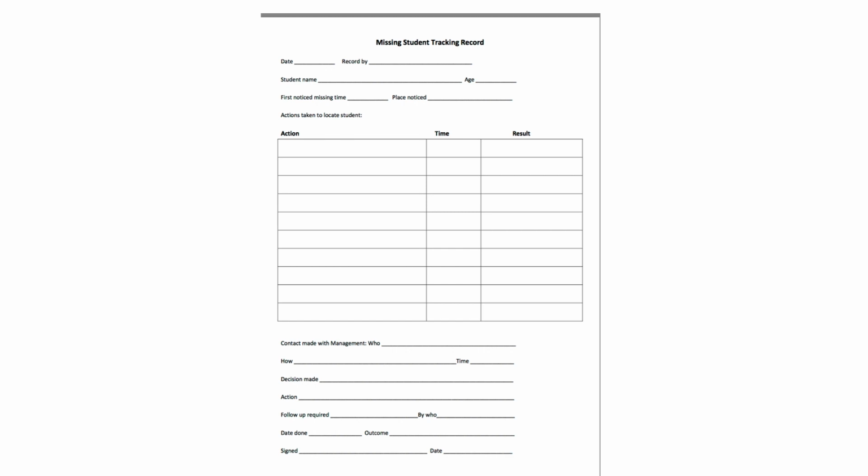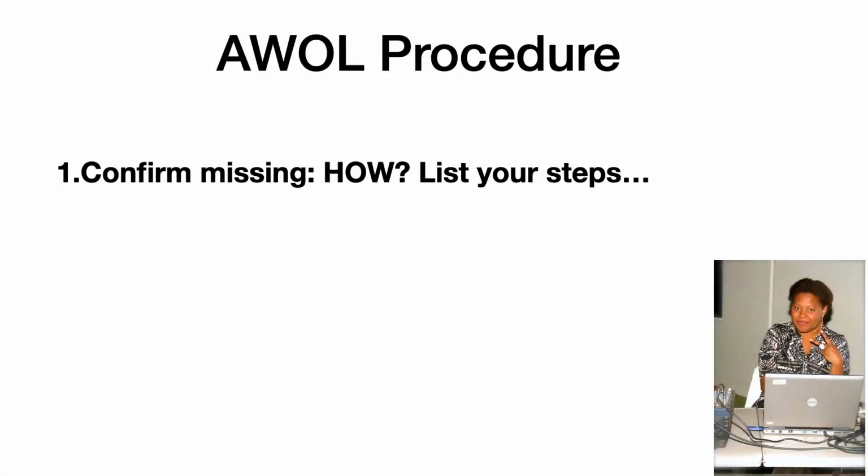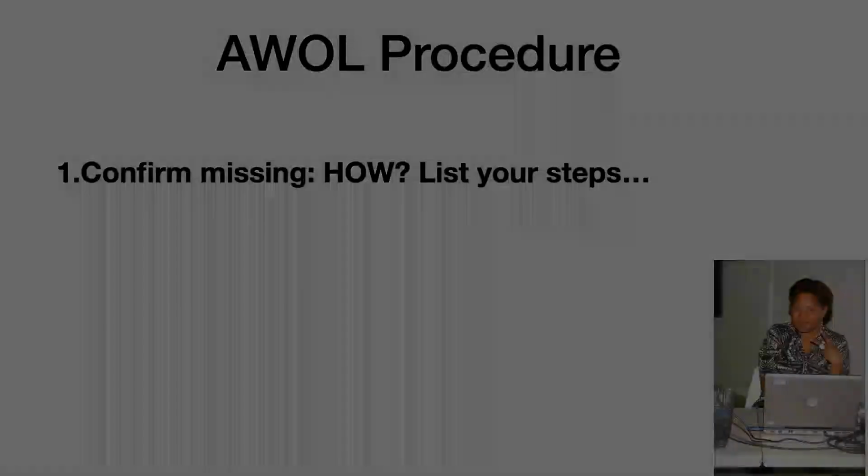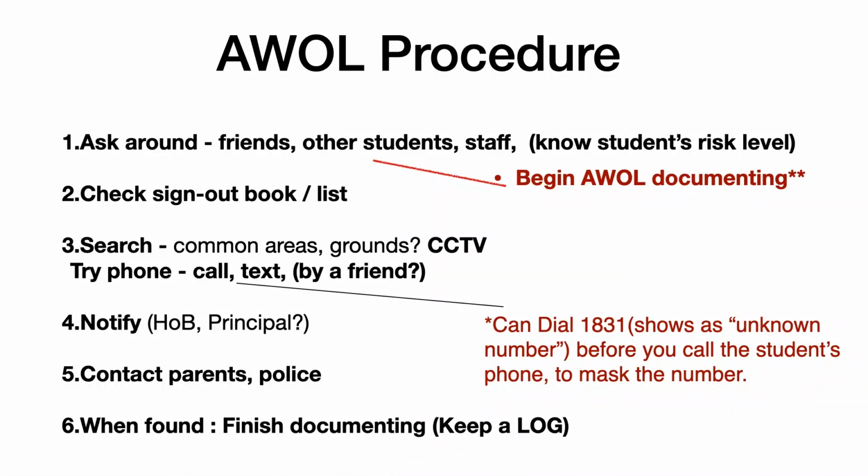Step number 1, confirm that the student is missing. I started doing that at what time and what was the result. So your procedure might begin with that, confirm that they're missing. How would you confirm? What are the steps that you would confirm that student is actually missing? You might ask around amongst friends, other students, staff, and you might also be thinking, what is this student's risk level? What do you know about this student? Is it a common event, or are they at a high risk about something?